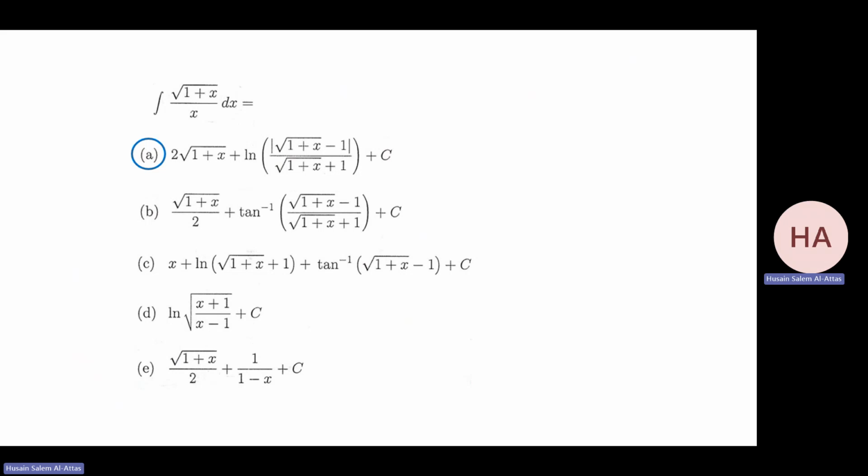Which is this one? The integral of square root of 1 plus x over x. I'll take u as the square root of 1 plus x. So u squared equals 1 plus x. We have 2u du equals dx. Plug everything back. You have 2u du over x, which is u squared minus 1.